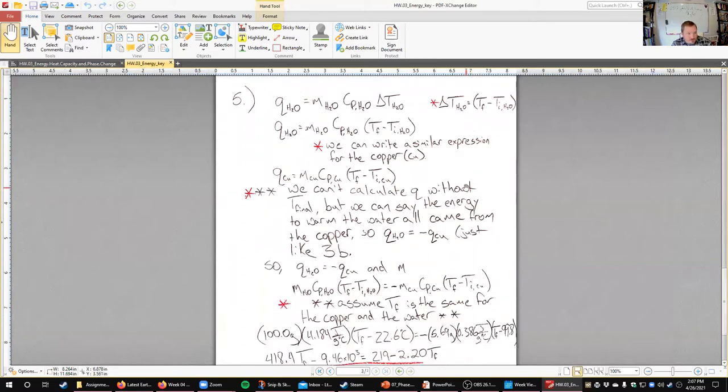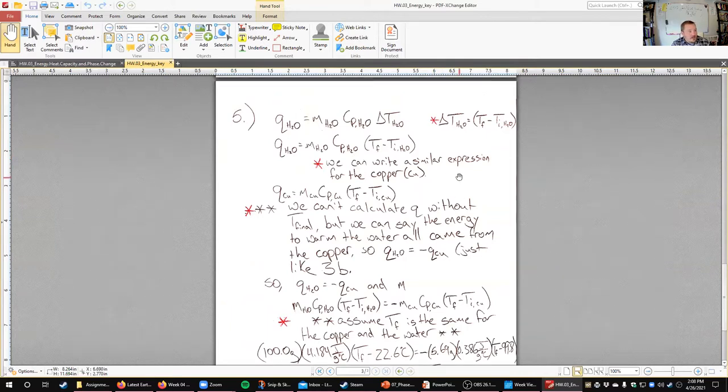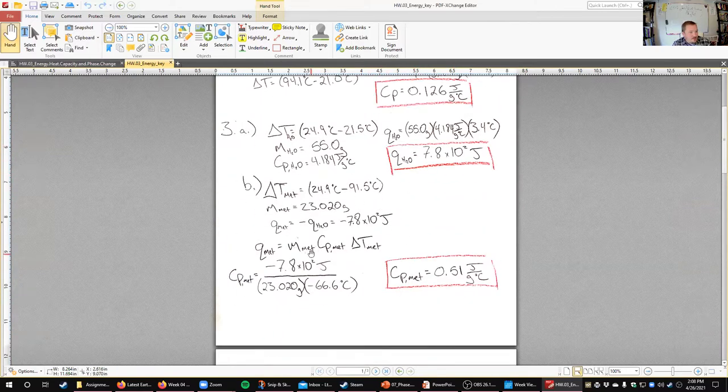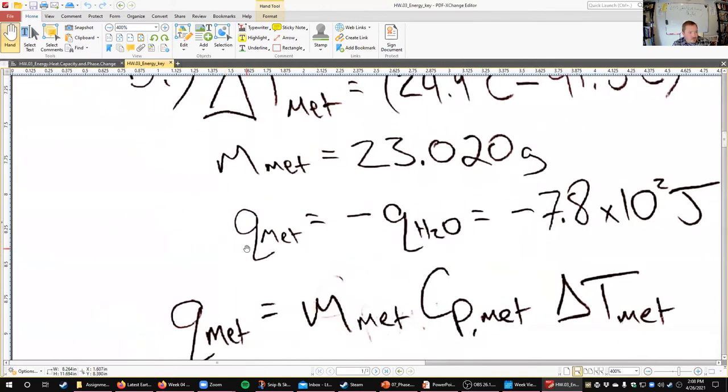The trickiest one on here, so those three and four each had a little bit of a trick that you may not have gotten to on your own. Five is the trickiest mathematically, because we can't actually solve for delta T or any of these numbers separately. So we actually have to do a substitution, and it's going to come from the same assumption that we made right here, where we said Q metal is equal to negative Q for the water.